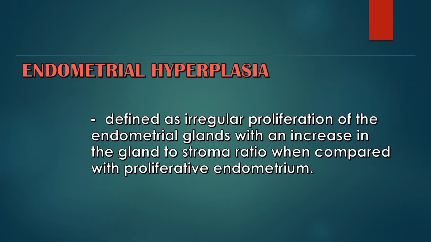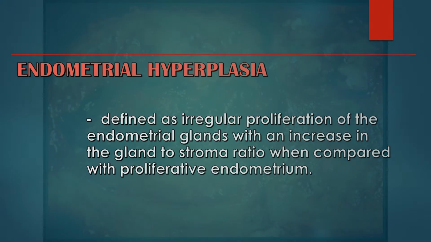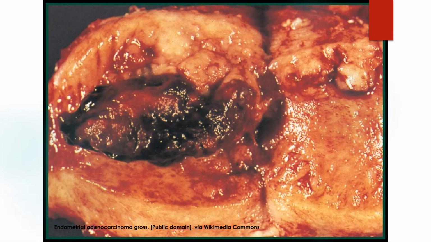Endometrial hyperplasia is defined as irregular proliferation of the endometrial glands with an increase in the gland to stroma ratio when compared with proliferative endometrium. Endometrial cancer is the most common gynecological malignancy in the Western world, and endometrial hyperplasia is its precursor. The incidence of endometrial hyperplasia is estimated to be at least 3 times higher than endometrial cancer, and if left untreated, it can progress to cancer.